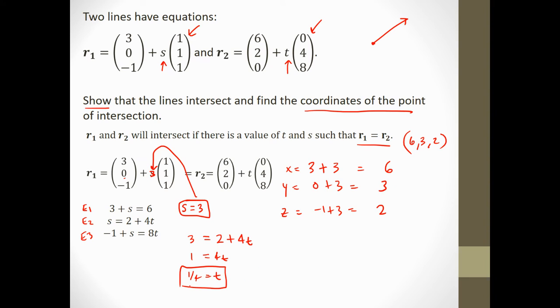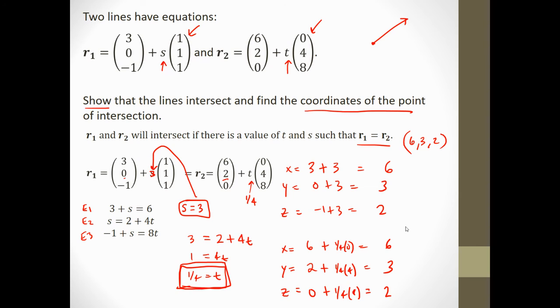And now, like I said, it doesn't matter which one of these you find and choose, because if I plug in 1/4 into this part, I'm just going to get the same point. So 6 plus 1/4 times 0 is just 6. Then for the y coordinate, I do 2 plus t times 4, 2 plus 1/4 times 4, which is 1. So I get 3. And then z, I do 0 plus 1/4 times 8, which is 2. And so you can see we get the same point either way.